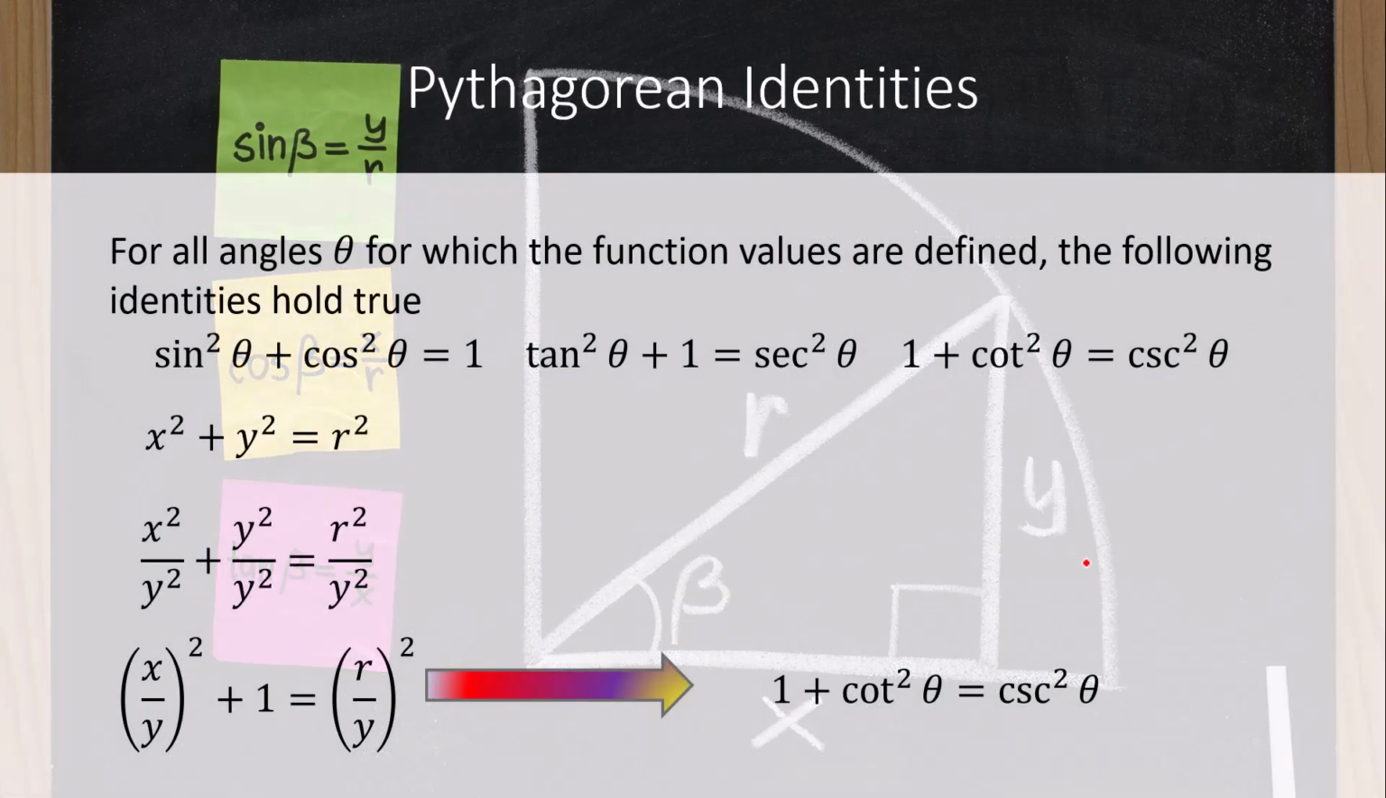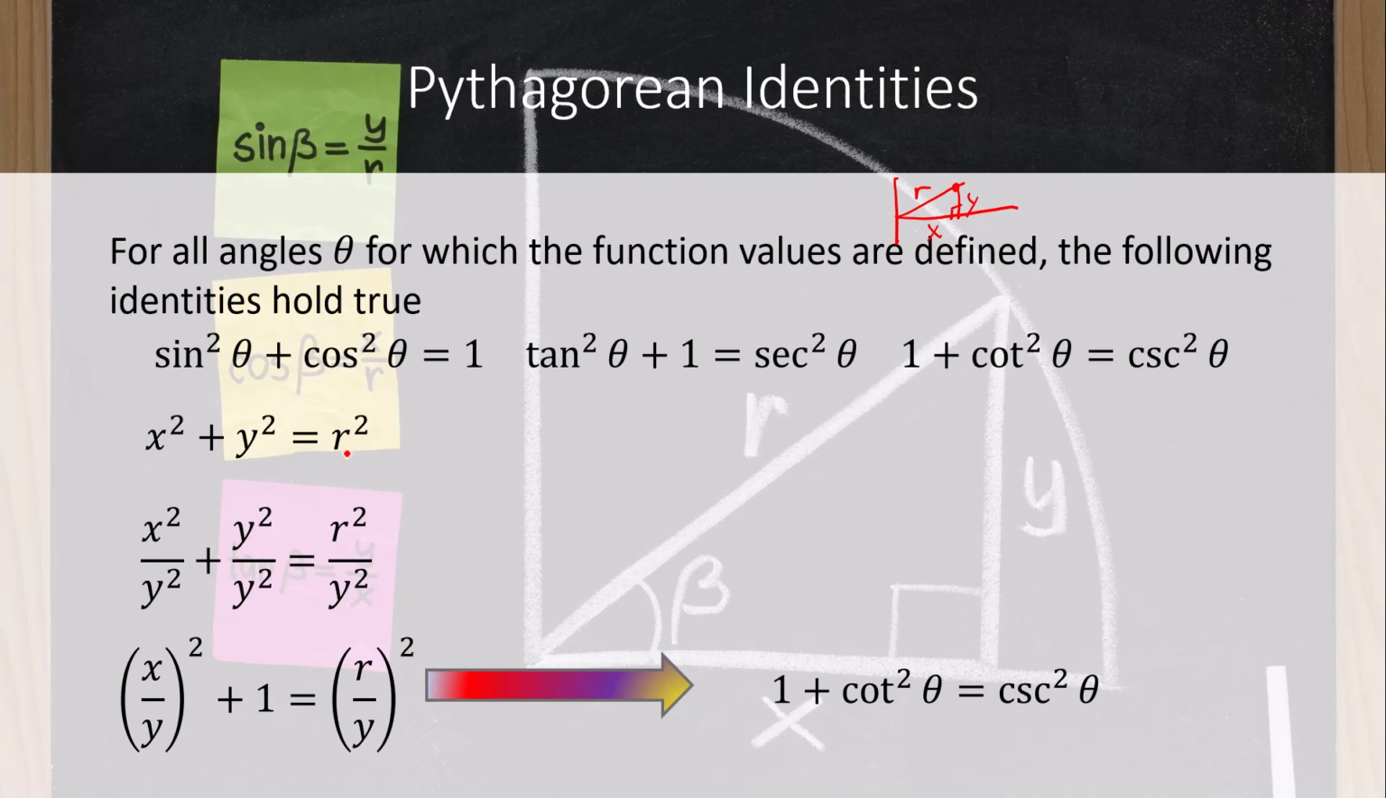Now these identities are based upon the fact that your standard angle, when defined by a particular point, actually forms a right triangle with one side being x, the other leg being y, and then the hypotenuse being r. And of course, since this is a right triangle, the Pythagorean theorem holds, as it holds right here.